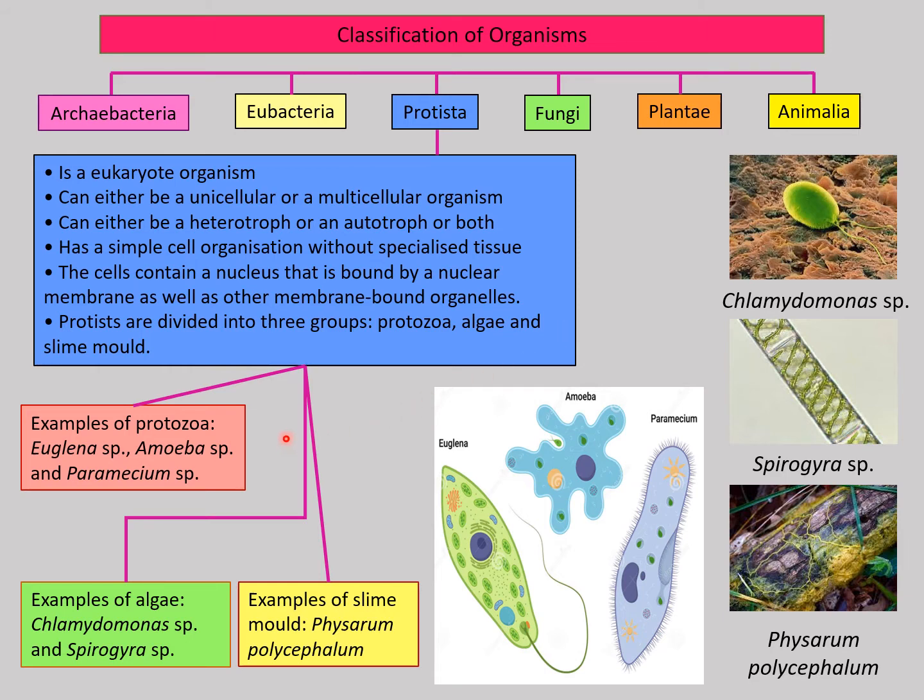Examples of protozoa are Euglena, amoeba, and paramecium. Examples of algae are Chlamydomonas and Spirogyra. An example of slime mold is Physarum polycephalum. Okay, this is the Physarum polycephalum. This is Spirogyra. This is Chlamydomonas, and this is Euglena, amoeba, and paramecium.